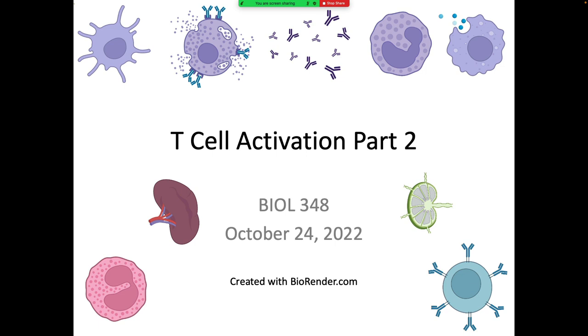Today we're going to continue talking about T-cell activation. The part of T-cell activation that we're going to be talking about today is, in my mind, a very, very important part. It's one that I think people often underestimate. And so hopefully you will realize the importance of this aspect of T-cell activation that we talked about today.